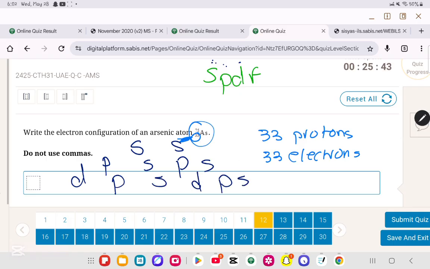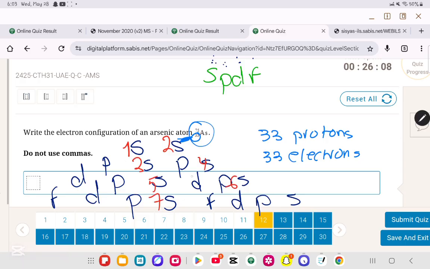Okay, so we're going backwards. Now finally, it's going to be f, d, p, s. So f, d, p, s, f, d, p, s. Now, how do we number them? First of all, s always starts with 1. So 1, 2, 3, 4, 5, 6, 7, and 8. Then you have what?